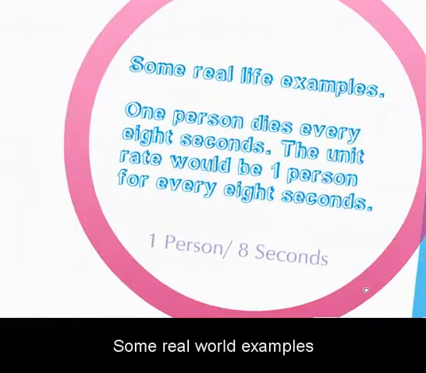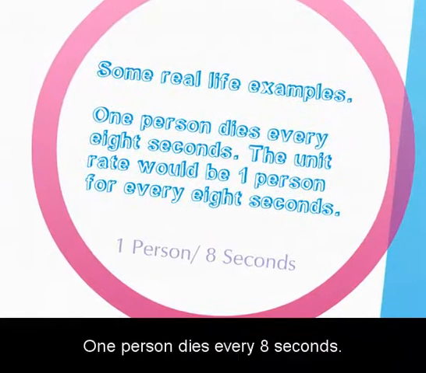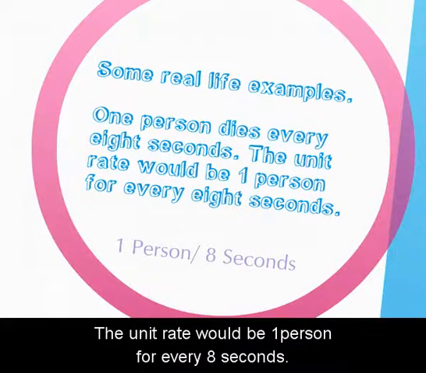Some real-world examples. 1 person dies every 8 seconds. The unit rate would be 1 person for every 8 seconds.